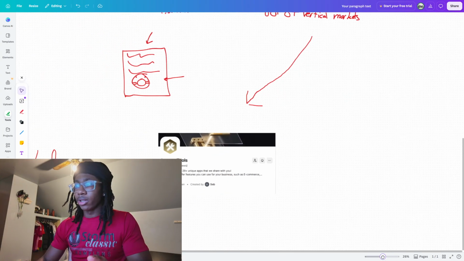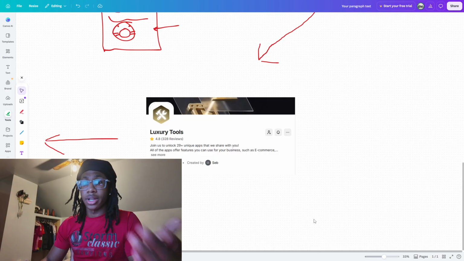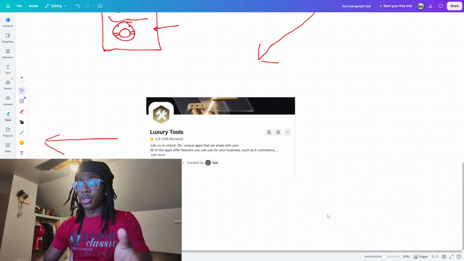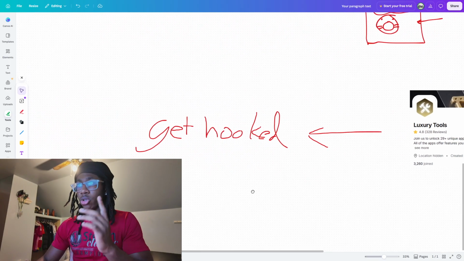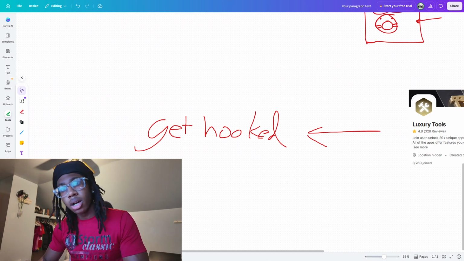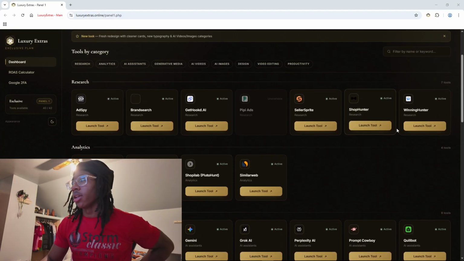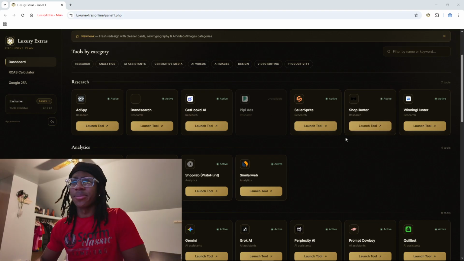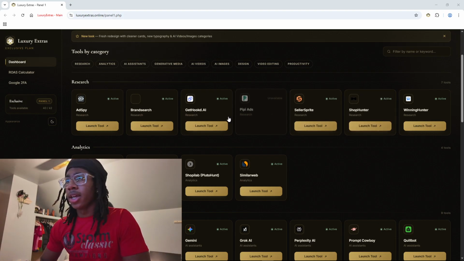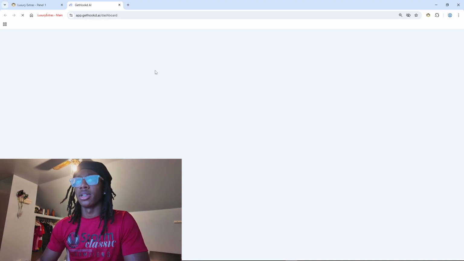And the last thing I would like to say: if you want to see what kind of vertical markets you're in, this is what I'm going to do. You go to luxury tools, you go to Get Hooked. We're going to break it down for y'all. Okay, so we're in luxury tools, and we're literally just going to go to Get Hooked. Simple as that. Load up Get Hooked.